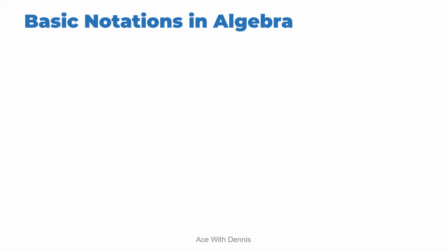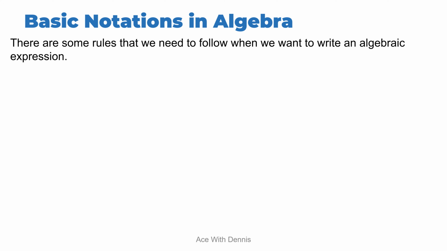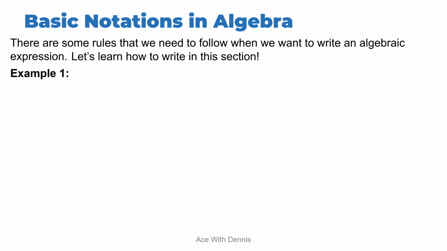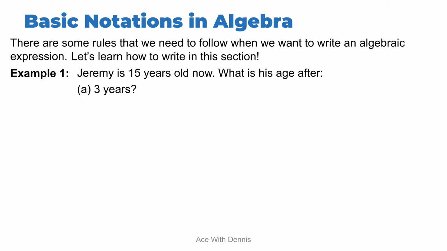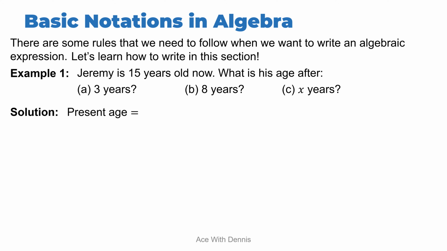Basic notations in algebra. There are some rules that we need to follow when we want to write an algebraic expression. Let's learn how to write in this section. Example 1. Jeremy is 15 years old now. What is his age after A. 3 years, B. 8 years, and C. x years.